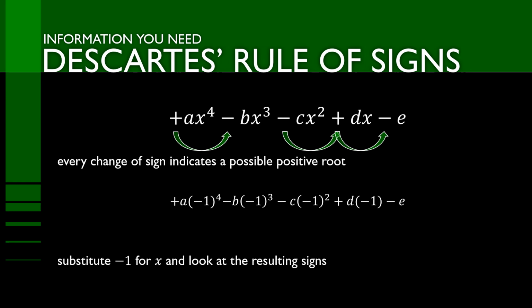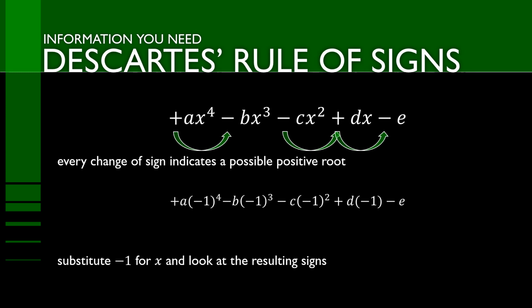Now, if we want to figure out how many possible negative roots there are, what we're going to do is substitute -1 in for all of the x's. So you can see that we've rewritten this as positive a times -1 to the 4th, negative b times -1 cubed, negative c times -1 squared, plus d times -1 minus e.